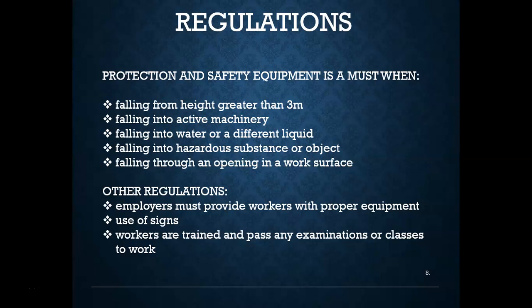Other regulations. Employers must provide workers with proper equipment. It should be up to date. You can't be using a rusty ladder or a ladder with missing bolts. Use of signs. There should be signs all around so the worker knows. And workers should be trained and pass any examinations or classes to work. Say you work in a kitchen, you need to go through slip resistant shoes training and stuff. Or if you're working with chemicals, you need to go through WHMIS and MSDS. So depending on the job, workers should be trained.